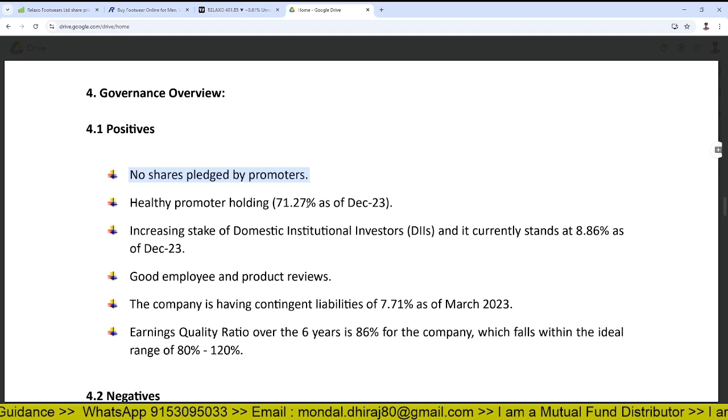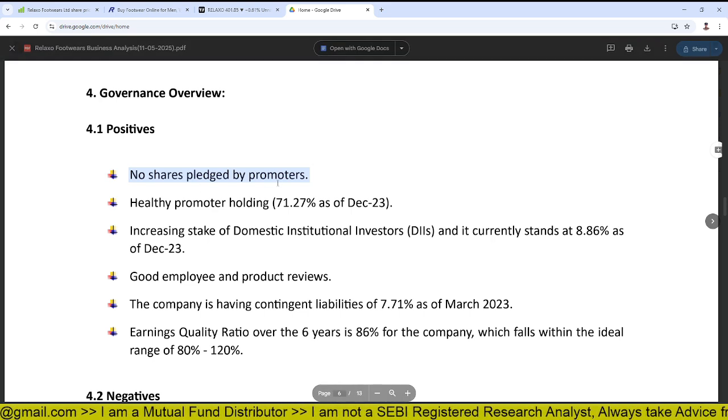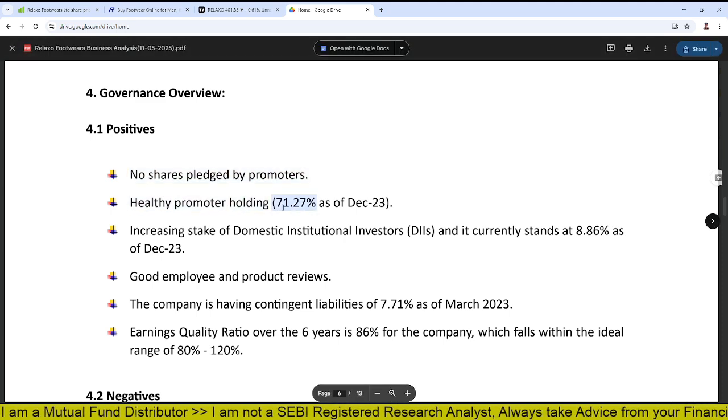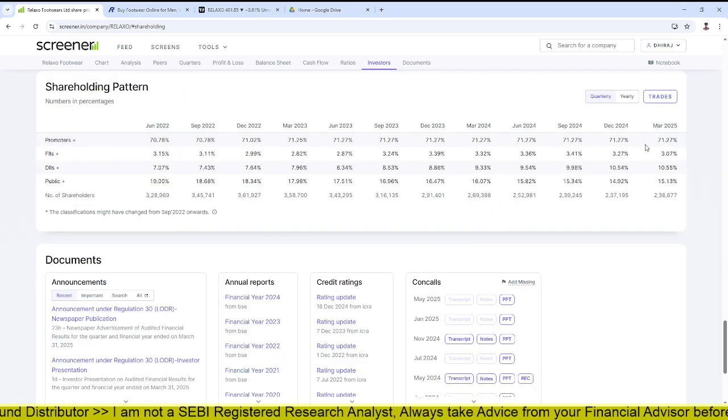Basically, if some money is required for capex or other purposes, then sometimes the promoters pledge their shares. This is called a loan against security. So it is pledging 0% of shares, which is a very good, healthy sign. Healthy promoter holding is 71% as of December 23. You can see the investor profile here, 71.27% promoter holding.